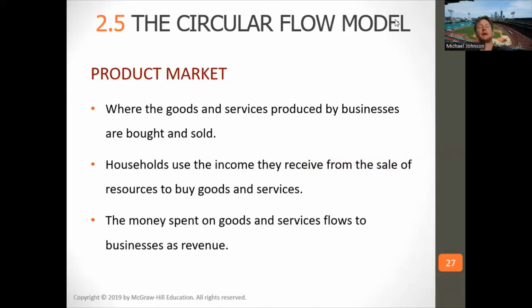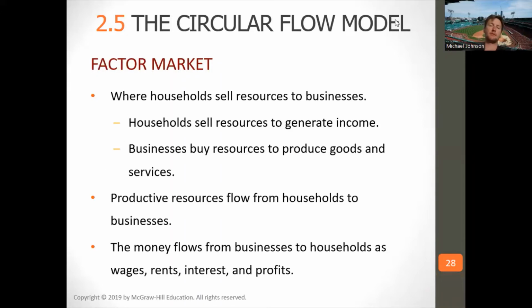So the product market is where the goods and services produced by the business are bought and sold. Households use the income they receive from the sale of resources to buy goods and services. The money spent on goods and services flows to businesses as revenue. The factor market is where households sell resources to businesses. Households sell resources to generate income. Businesses buy resources to produce goods and services. So productive resources flow from households to businesses. The money flows from businesses to households as wages, rents, interest, and profits.